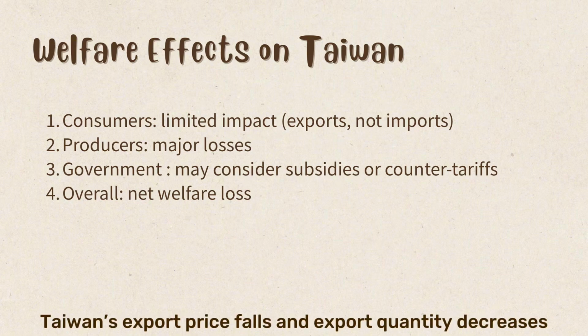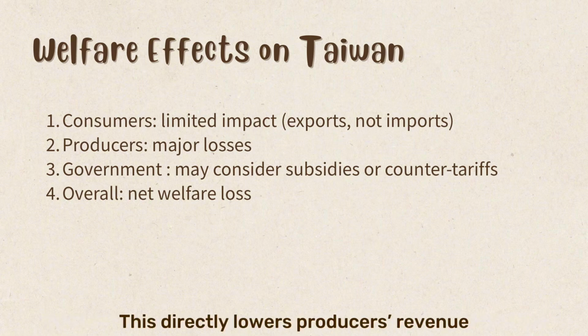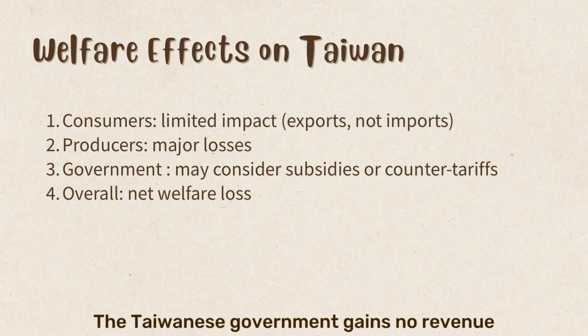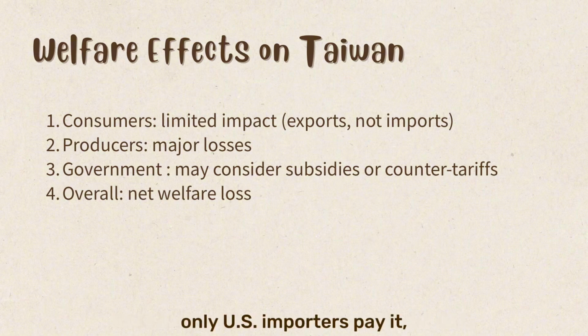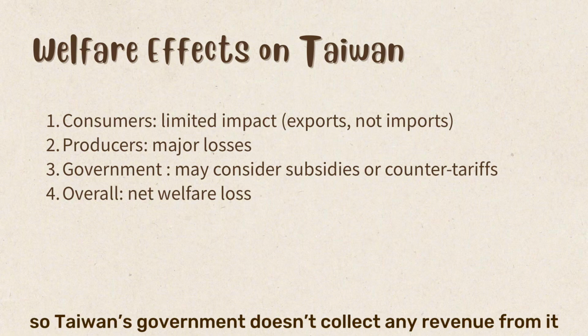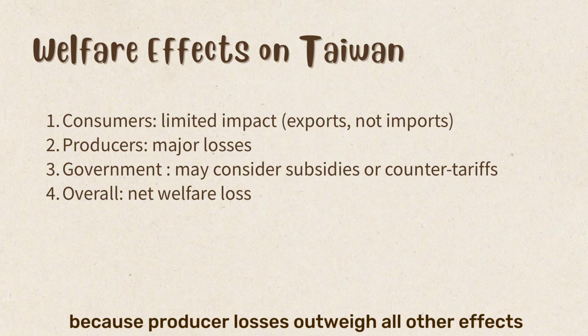Taiwan's export price falls and export quantity decreases. This directly lowers producers' revenue and reduces producers' surplus. The Taiwanese government gains no revenue because the tariff is imposed by the US. Only US importers paid it, so Taiwan's government doesn't collect any revenue from it. Overall, Taiwan's welfare decreased because producers' losses outweigh all other effects.